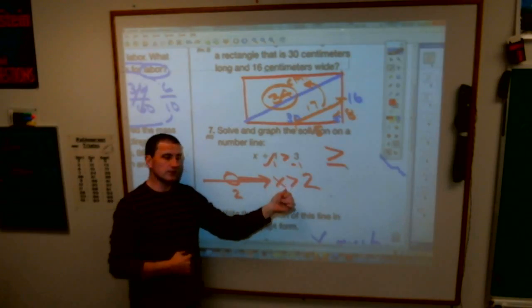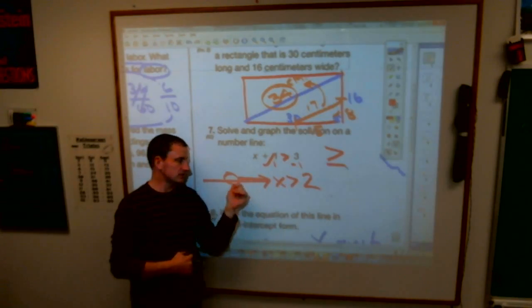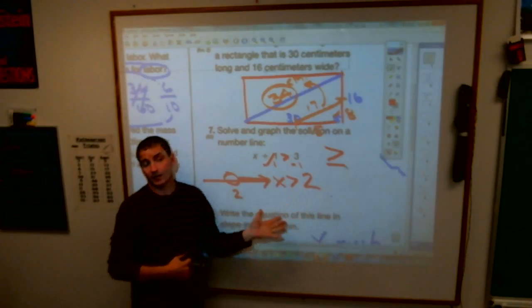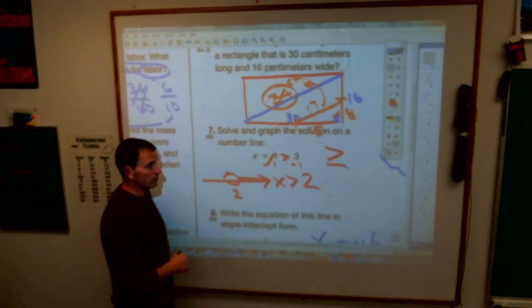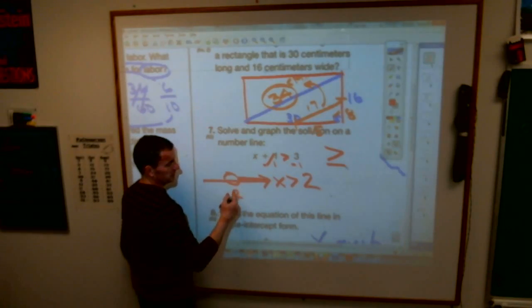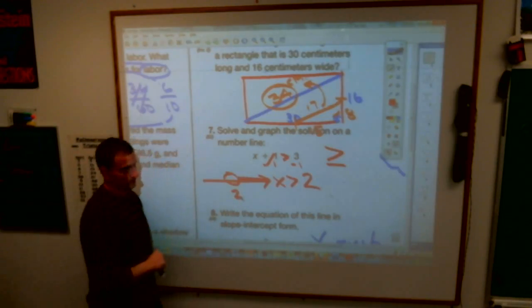But anything that's even the slightest bit to the right of 2 would be my answer. 2.1, 2.5, 2 and 1/32. Those would all work. Open circle tells you it starts at 2, but does not include 2.